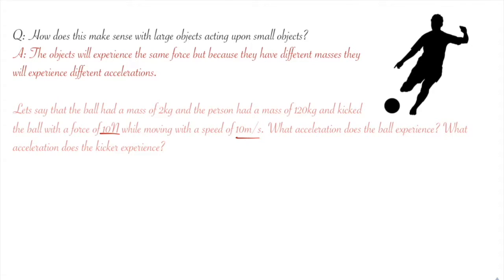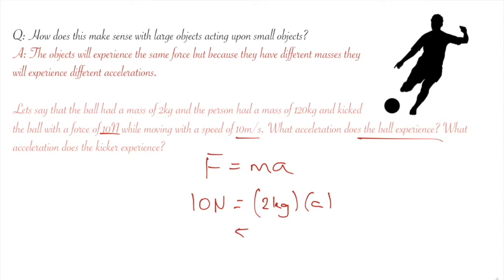So now let's go ahead and solve for the acceleration experienced by the ball. We can use our second law to determine the acceleration. The force was 10 newtons because the kicker kicked it with 10 newtons. The mass was 2 kilograms, and so our acceleration is going to come out to 5 meters per second squared. So the ball, for the very short amount of time that the foot kicked the ball, experienced an acceleration of 5 meters per second squared and was able to gain a velocity, and because of its small mass, that's pretty significant.